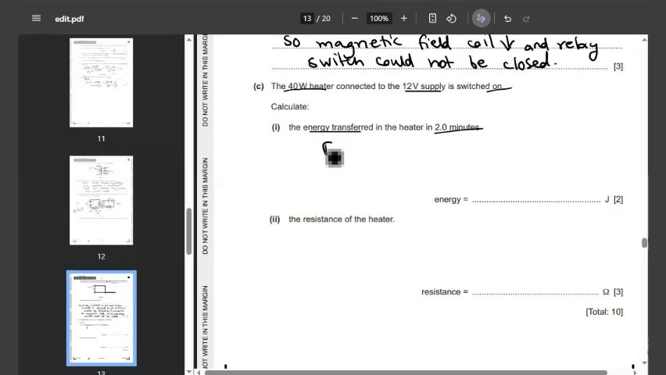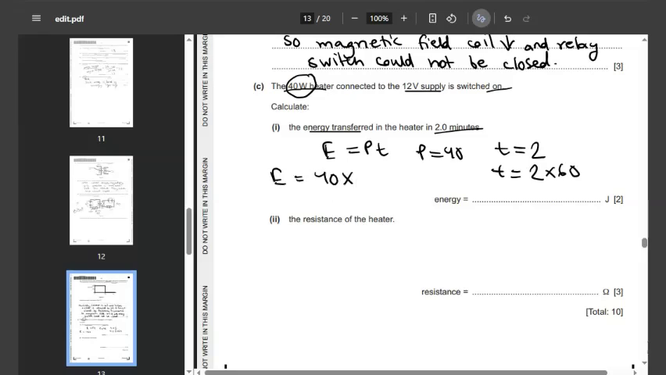So we know that the energy transfer equation is E equals PT, and the power of the heater is given as 40 watt. So the power is 40 watt, and the time is given as 2 minutes. Now an important thing is that the time should always be written in seconds. So 2 minutes is 2 multiplied by 60, 120 seconds. Therefore the energy will be 40 multiplied by 2 multiplied by 60, and that will be 4,800. So the energy transferred is 4,800 joules.